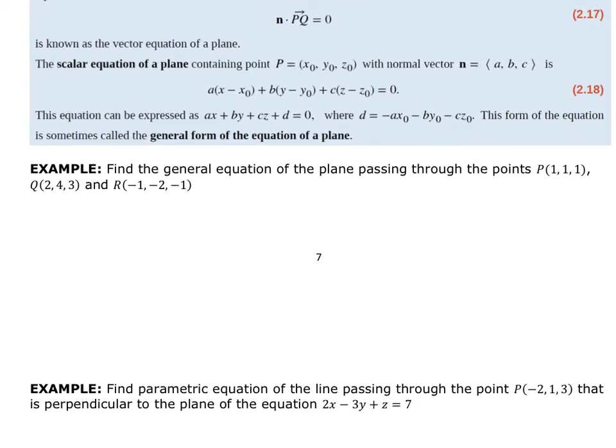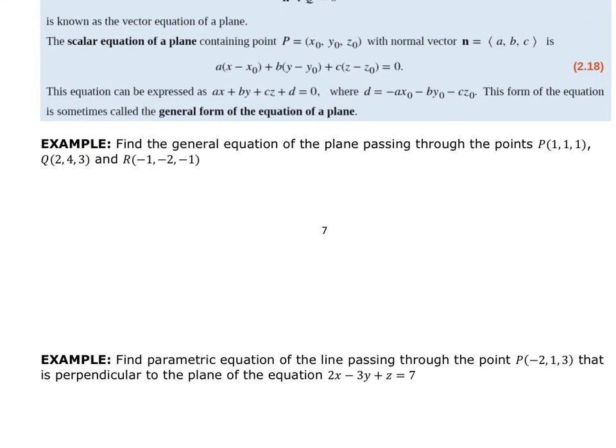So we're going to find the general equation of a plane passing through these 3 points. I'm going to find the vectors that can be described from P to Q and Q to R. I could have easily done P to R too. It doesn't really matter. So let's do P to Q first. 2 minus 1 gives me 1, 4 minus 1 gives me 3, and 3 minus 1 gives me 2. So that's my first vector.